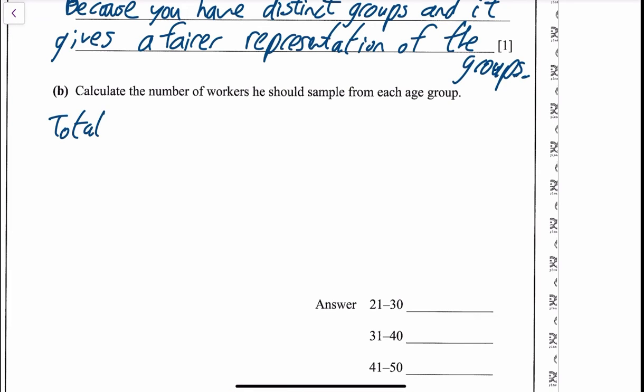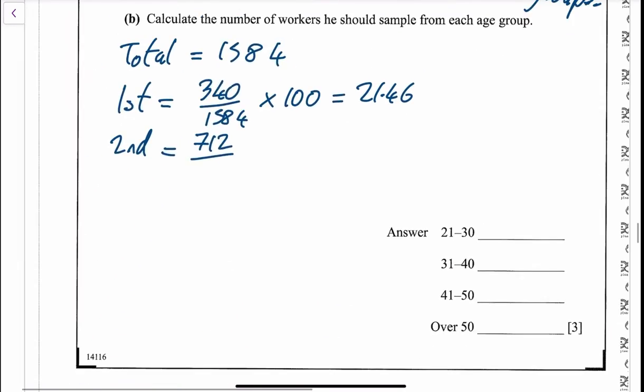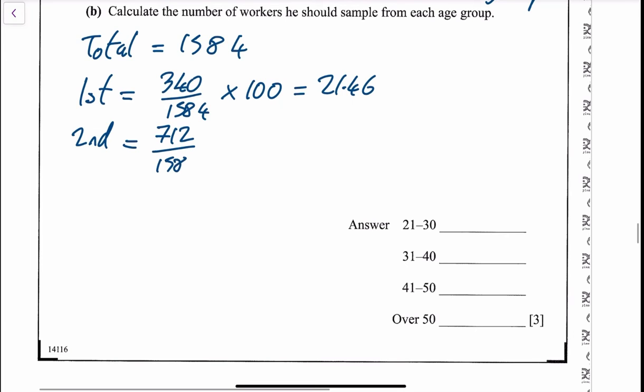Right, remember the total overall was 1,584. He wanted to sample 100 people. So the first group contained 340 people out of 1,584. That's a fraction of people from that first group. If you multiply by 100, 100 was our sample, that gave me 21.46. We'll come back to this in a second. The second group contained 712 people. Let me just check. Yep, 712. And that was out of our total of 1,584. Multiply by 100 then gives you 44.94.